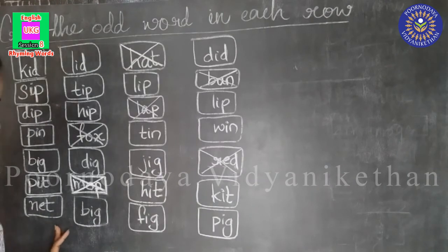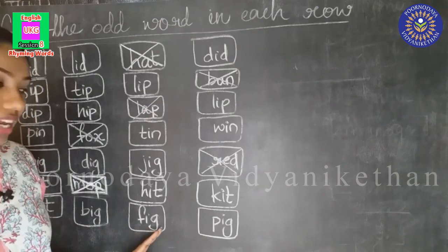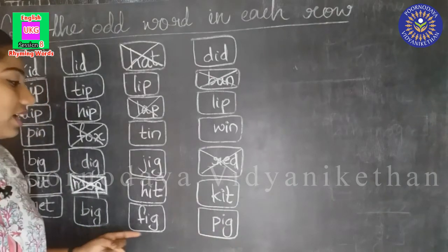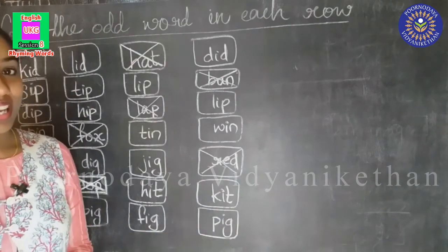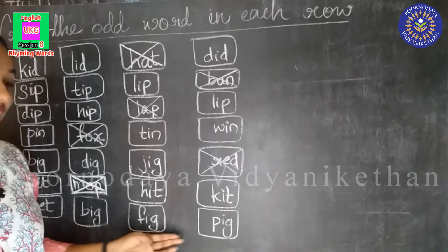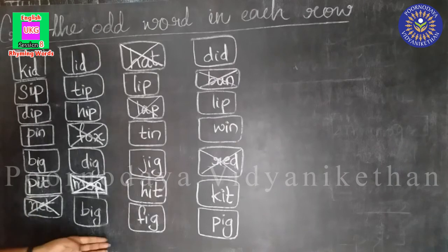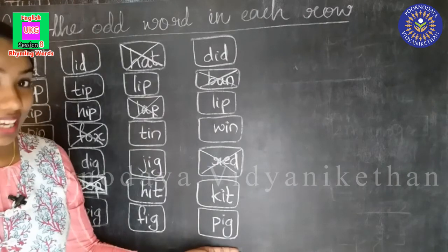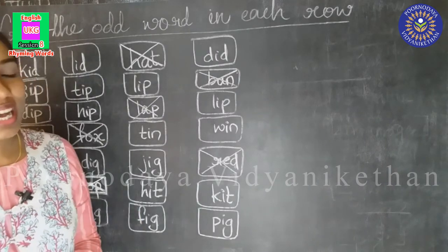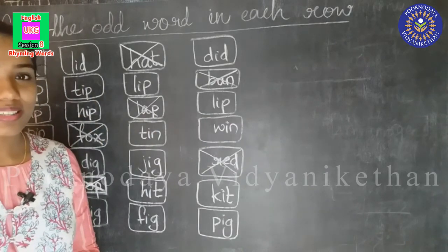N-E-T, net. B-I-G, big. F-I-G, fig. P-I-G, pig. Net, big, fig, pig. Can you tell me which is the odd one here? Net is the odd one here. We can cross it. Big, fig and pig are E sound and net is A sound. So net is the odd one here.